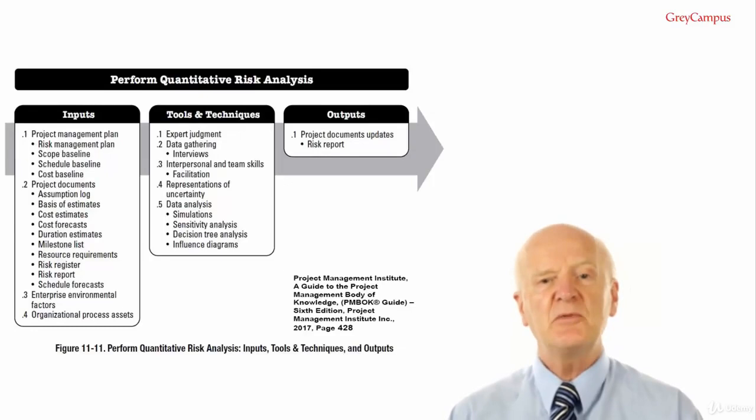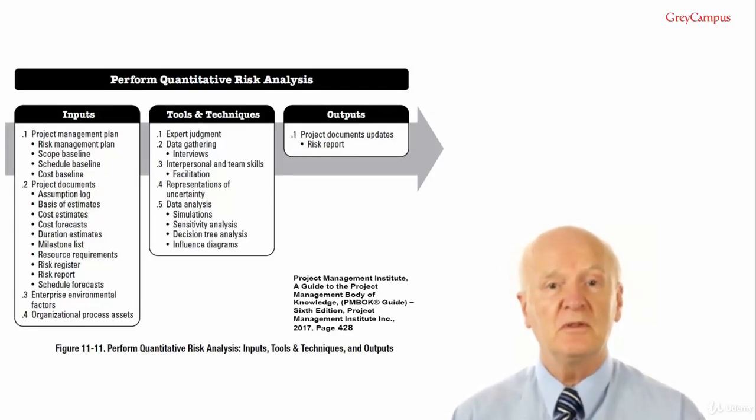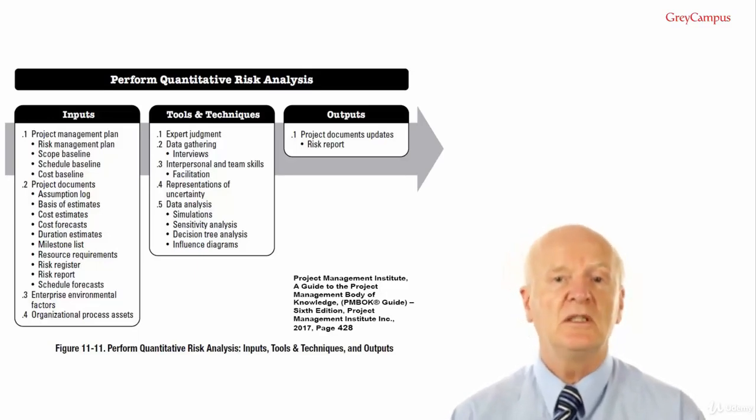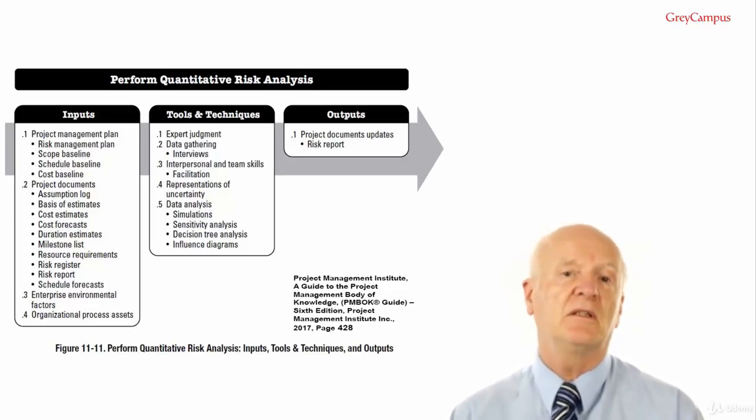Perform quantitative risk analysis outputs. Number 1, project document updates, and these would include the risk report. Typically, updates for the risk report would include assessment of overall project risk exposure. This is reflected in 2 key measures. That's important for the examination.